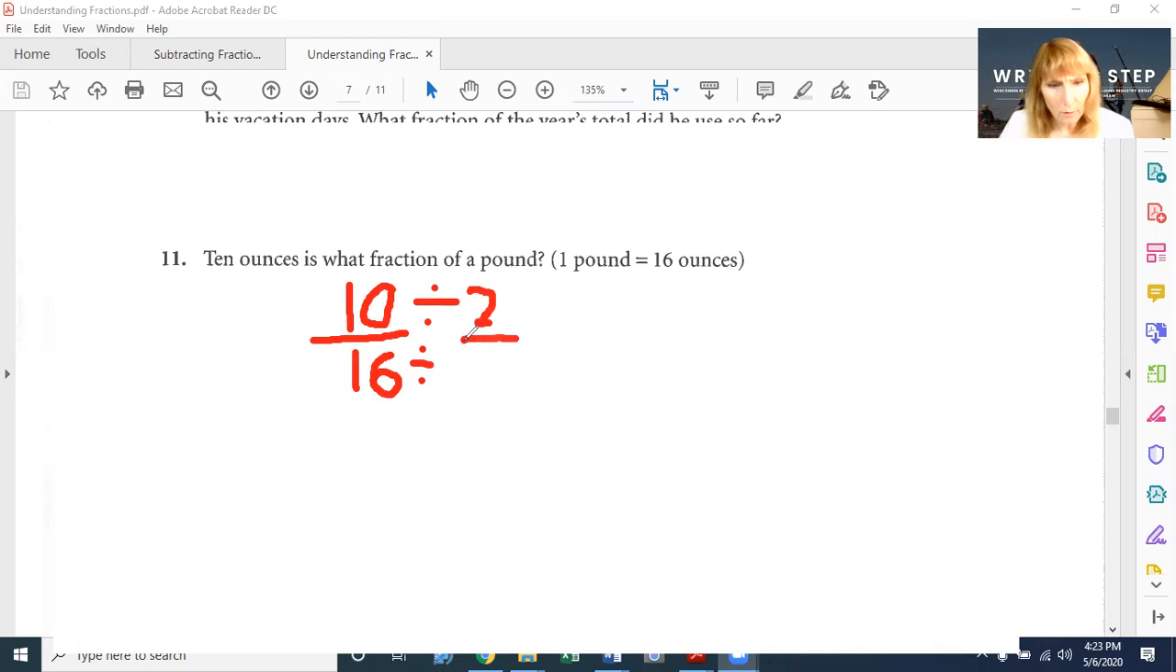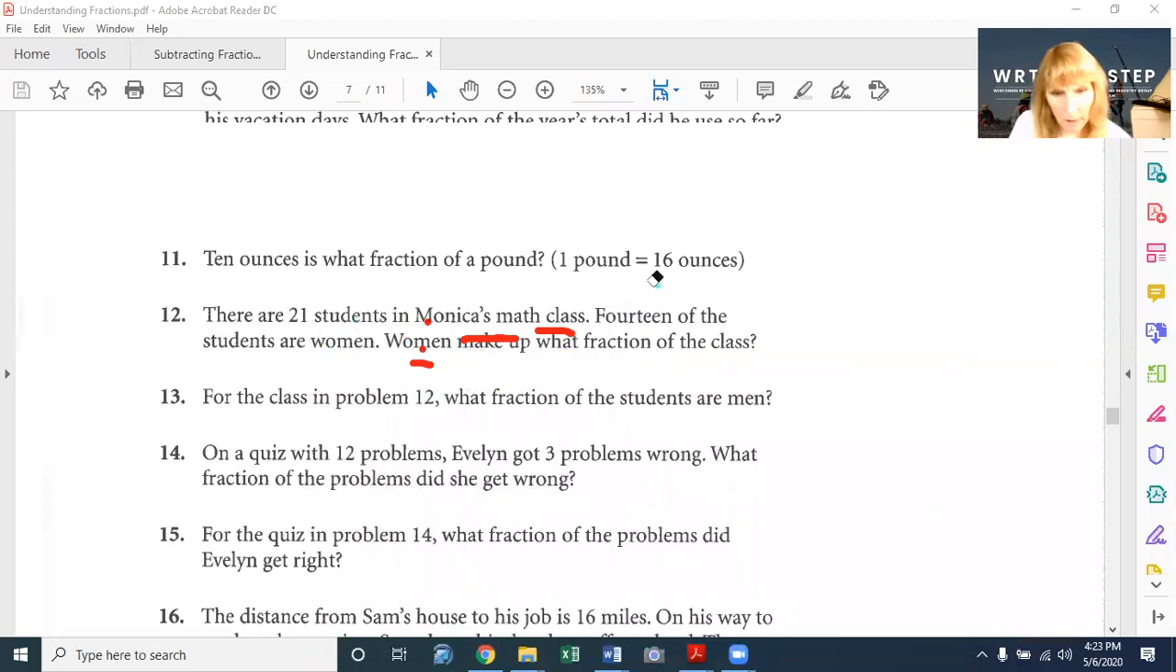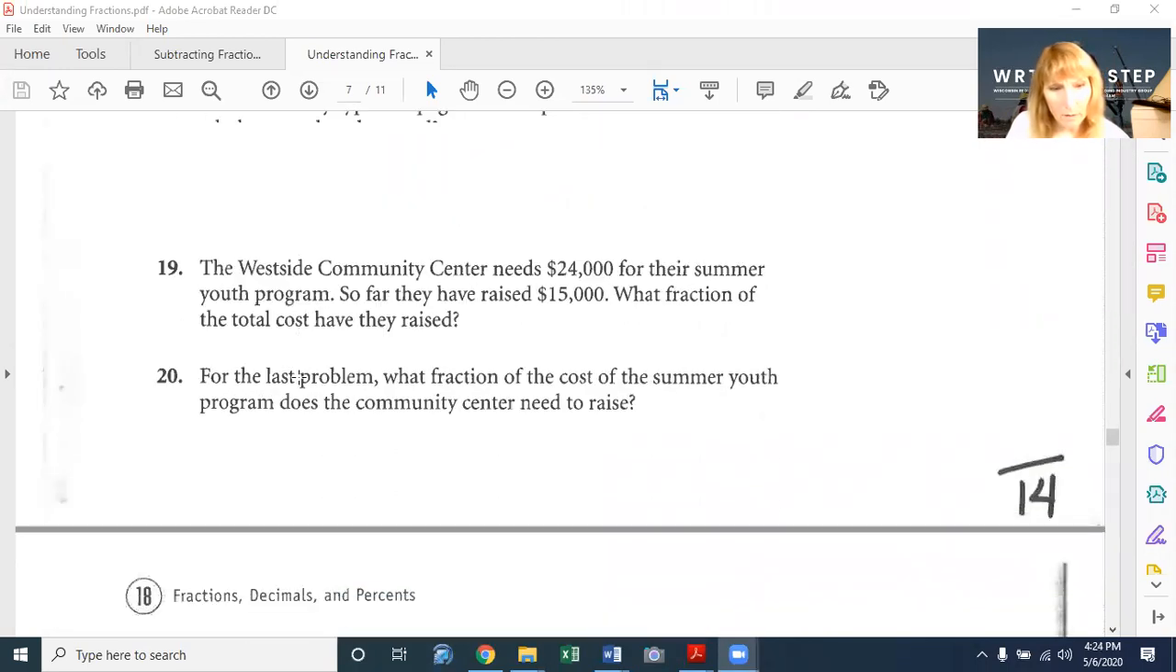right? And see what we get. We know they're both even numbers. We know 2 will always work when you have even numbers. 10 divided by 2 is 5. And 16 divided by 2 is 8. So the answer is 5/8. That's number 11. And let's do number 19. Pull this up.